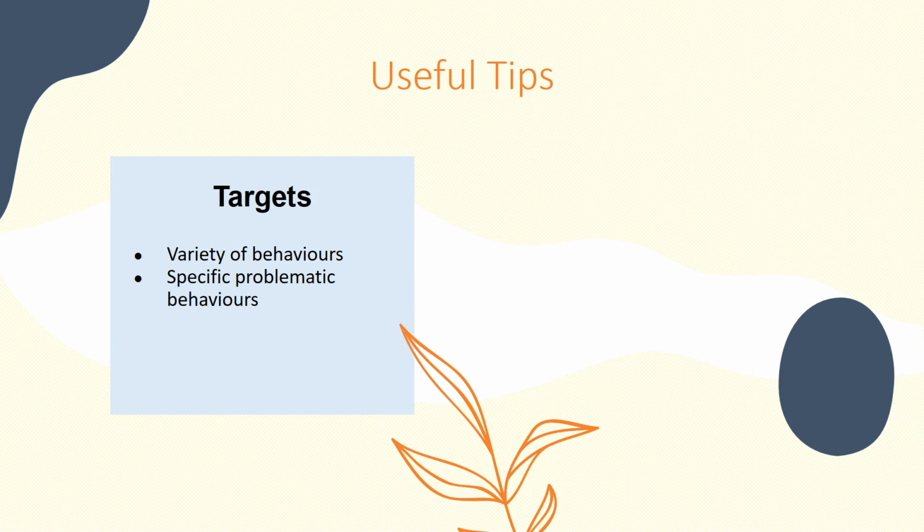Here are some useful tips. The first one relates to targets. Generally, a trained observer will either record a variety of behaviors or focus on one or two specific problematic behaviors. The referral questions and other test data help determine the types of information to be gathered from the observation.